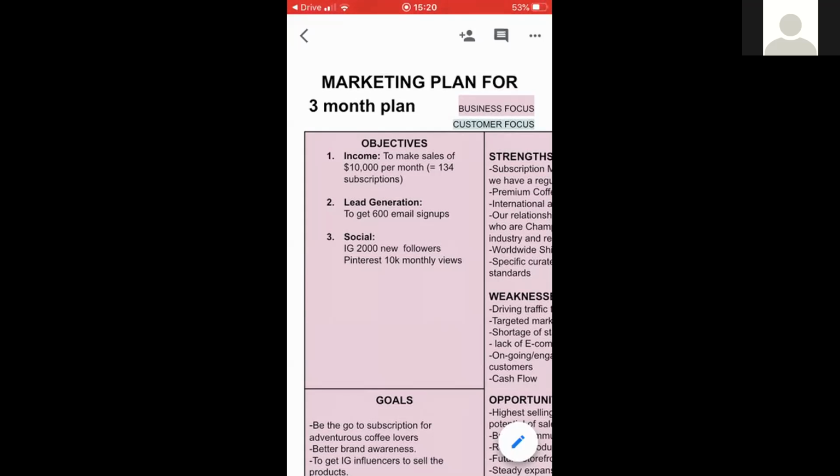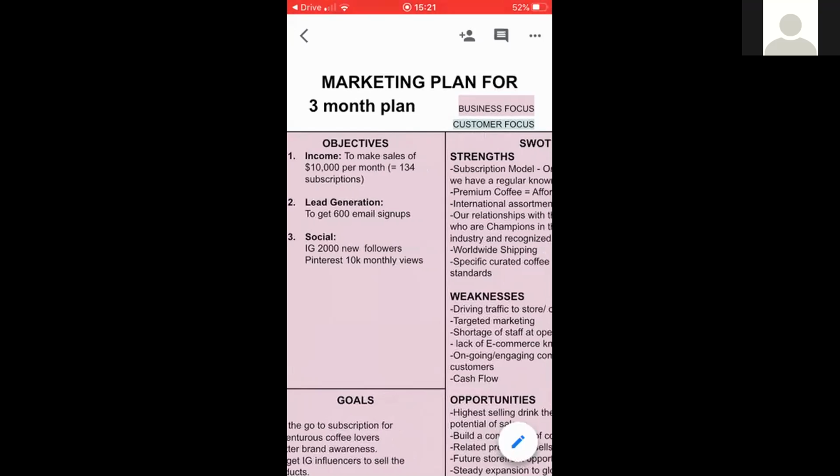Then we've got lead generation, 600 email signups. Now that's based on saying if you get 600 email signups, then you can expect that about 15% of people who come to your website will sign up on an email list. So that's saying that we're expecting X amount of traffic, so we can work those numbers the other way to work out what that is. But that's actually quite a nice number that doesn't sound ridiculous when you know this particular business. And then social media, how many followers they want to collect.